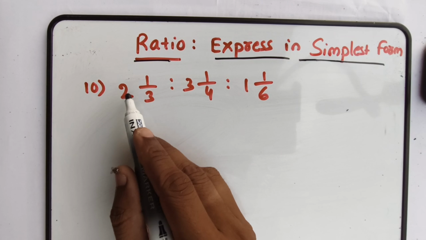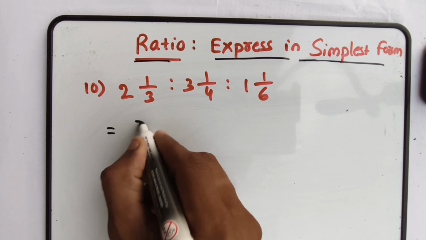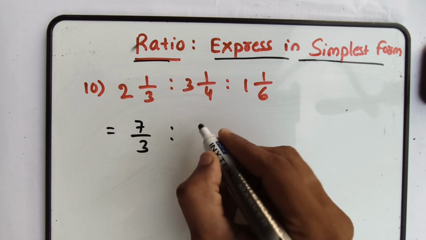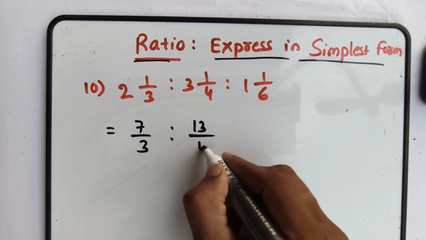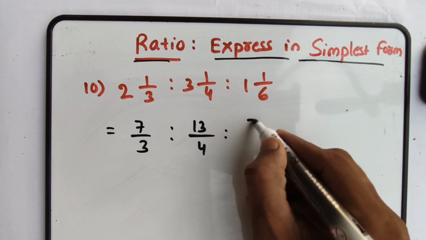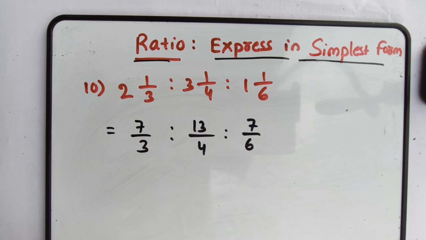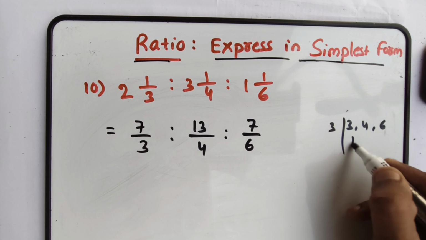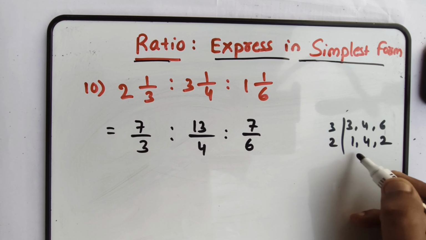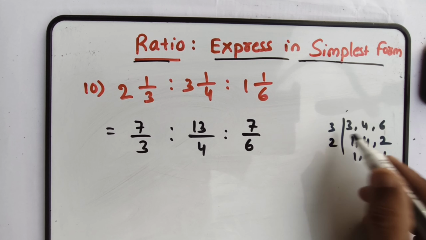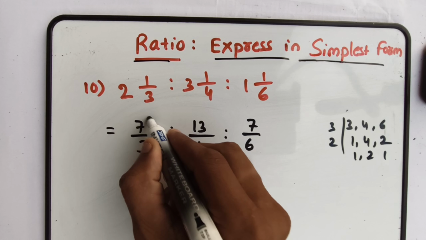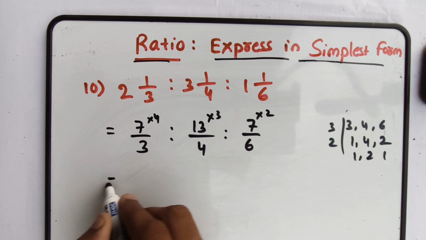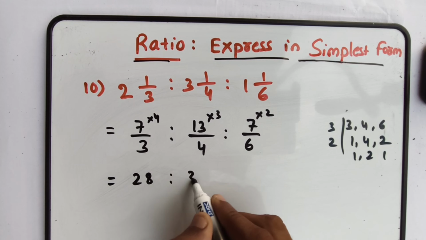Let's take the last question. 2 whole 1 by 3 can be written as 7 by 3 ratio 4 3s are 12, 12 plus 1, 13 by 4 ratio 6 1s are 6 plus 1, 7 by 6. Now you take the LCM of 3, 4 and 6. 3 1s are 3, 3 2s are 6, 2 1s are 2, 2 2s are 4, 4 3s are 12. The LCM is 12 now. 3 4s are 12, 4 3s are 12, 6 2s are 12. The answer is 7 4s are 28, 13 3s are 39, 7 2s are 14.